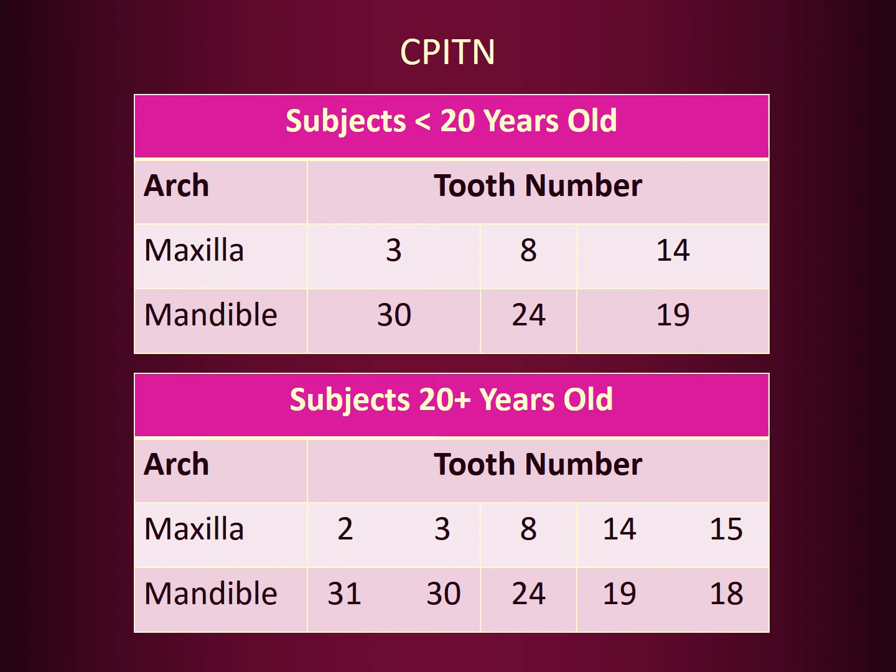The first sextant obviously would be the far left, which would be the upper right side. Number 8 would be in the middle sextant. 14 and 15 would be in the left sextant and the maxilla. And the same corresponding ones would be located in the mandible. 19 and 18 would be the lower left. 24 is the anterior. 30 and 31 would be the lower right sextant. And so those are the only teeth that are evaluated for periodontal problems. And the single score is recorded for each sextant.